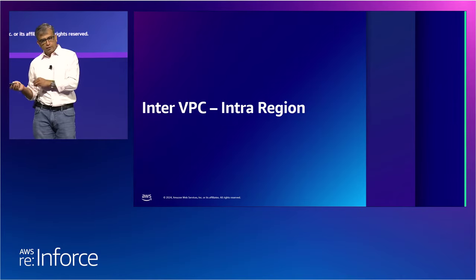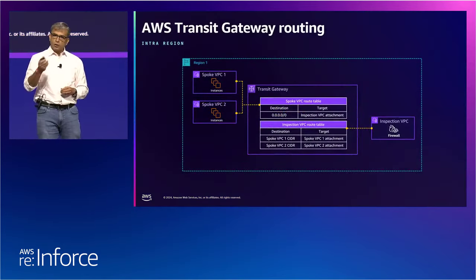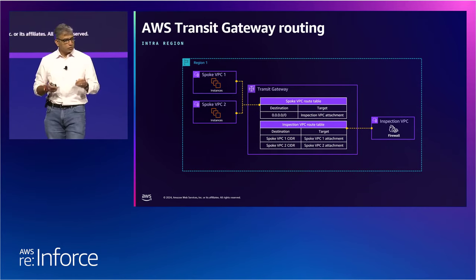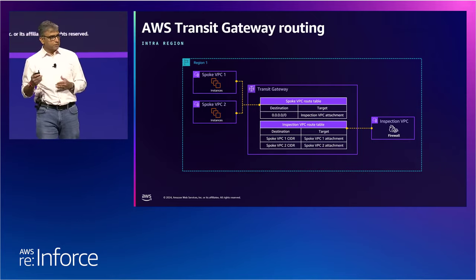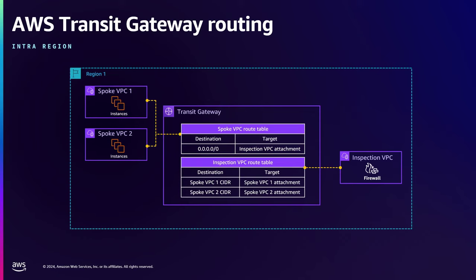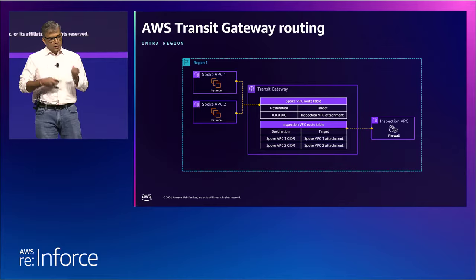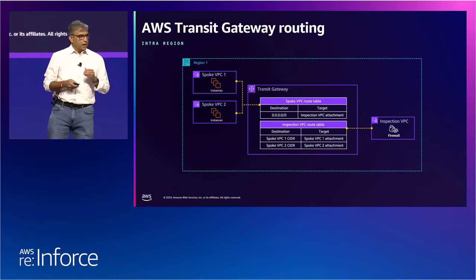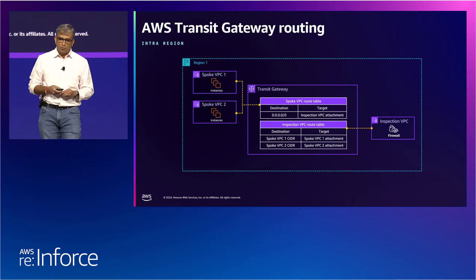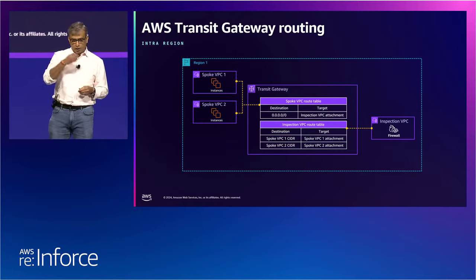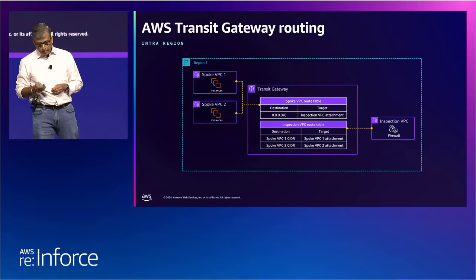So before we take a look at the traffic flow, if you're doing it with a Transit Gateway construct, then what you end up doing is creating an inspection route table and a spoke route table. Your inspection VPC gets mapped to the inspection route table in Transit Gateway. Your spoke VPCs get mapped to the spoke route table. They have the appropriate routes, and as a result, when traffic is routed to Transit Gateway, it does a route table lookup, and traffic gets routed to the firewall and to the source and destination.